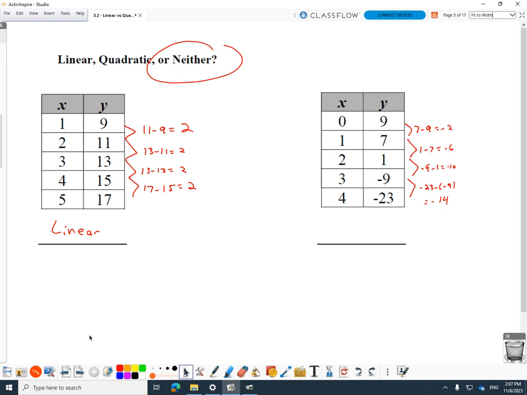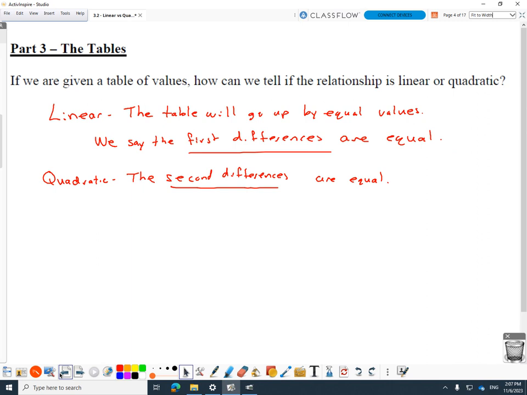Do you need more time for this sentence here? The second differences are equal. And it's okay as you're writing that, if you don't even know what a second difference is. That's okay. Because I'm going to show you how to do second difference.